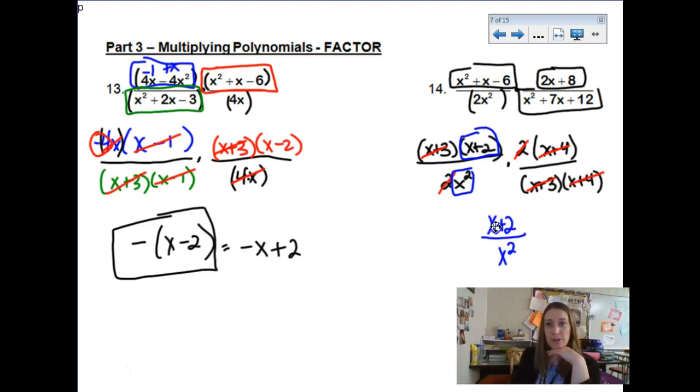And because I'm always worried about you guys canceling things that don't cancel, I'm also going to put parentheses around the x plus 2. So that way we see there are no extra twins, and that is the answer.